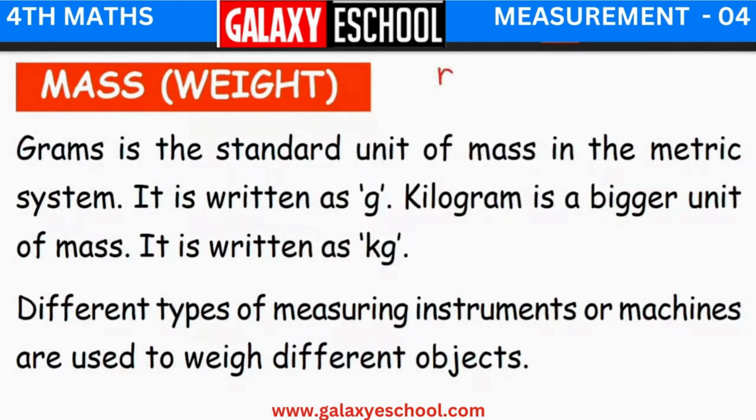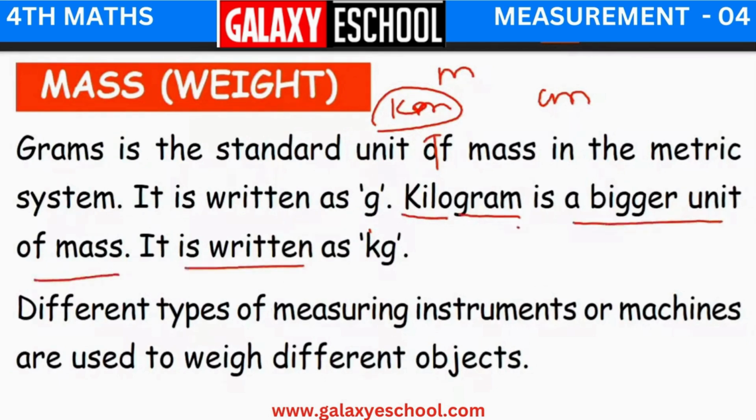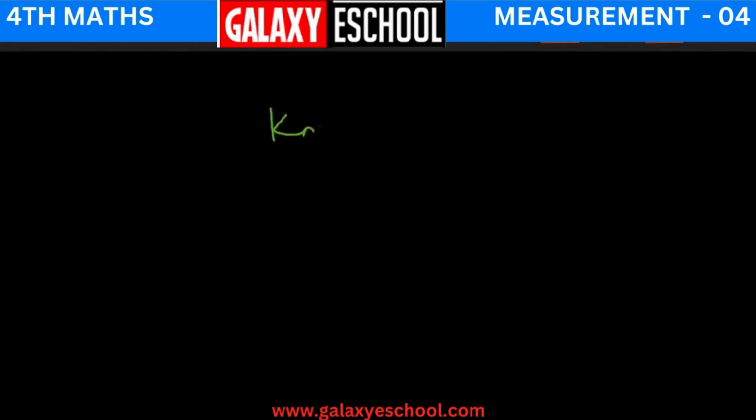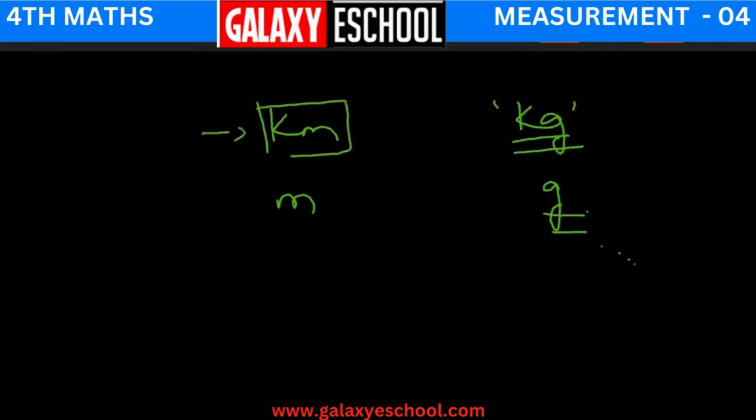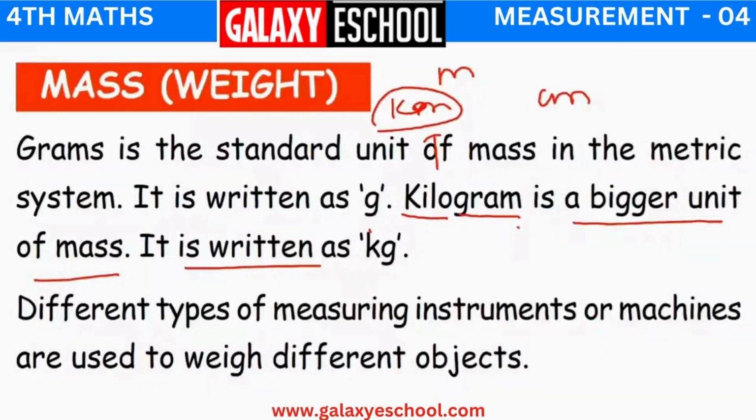Now again, in the meters we had kilometers and centimeters. Kilometers was for larger distances. In the same way, for grams we have kilogram. Kilogram is a bigger unit of mass and it is written as kg. See children, we have kilometers and then meters. In the same way, we have kilograms and grams. Kilograms is represented by the letters kg and grams is represented by the letter g. Here kilometers is bigger than meters. In the same way, kilograms are bigger than grams.